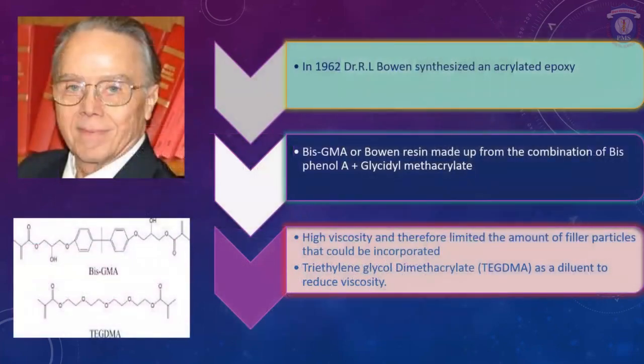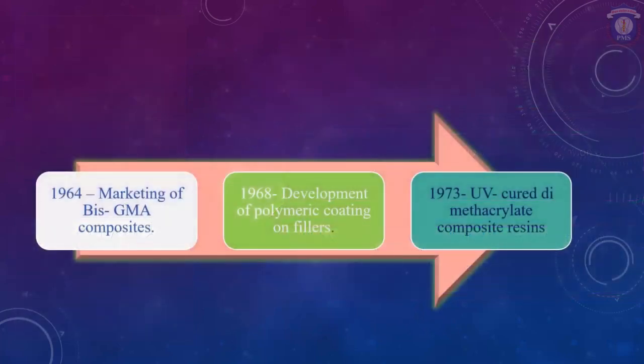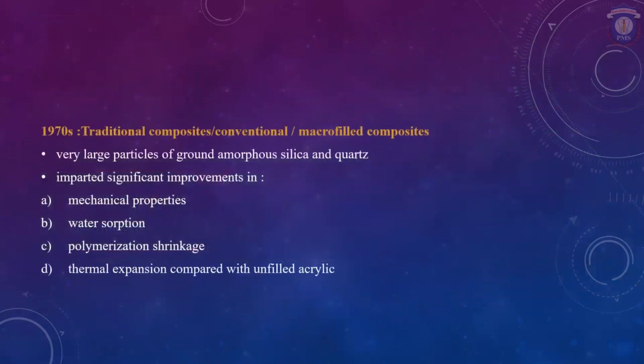In the year 1962, R.L. Bowen synthesized an acrylated epoxy resin, bis-GMA, or Bowen resin, which is made up of a combination of bisphenol A with glycidyl methacrylate. It had high viscosity and therefore only a limited amount of filler particles could be incorporated, so triethylene glycol dimethacrylate was used as a diluent to reduce its viscosity. In 1964, bis-GMA composites were marketed. In 1968, polymeric coating on fillers was developed, and in 1973, UV-cured dimethacrylate composite resins were introduced.